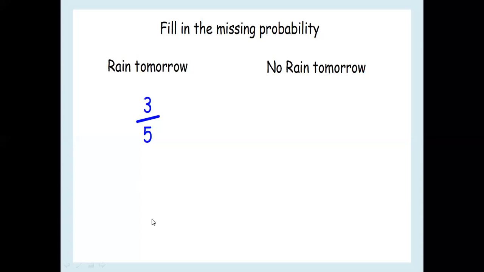2 out of 5. Excellent, Limar. Yes, it's 2 out of 5. You just do 5 out of 5 minus 3 out of 5. It's 2 out of 5.